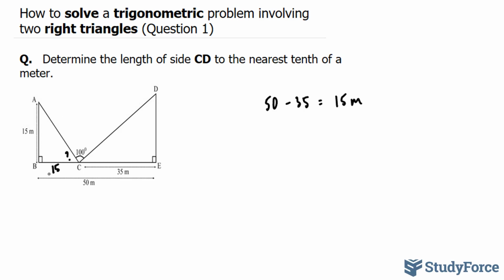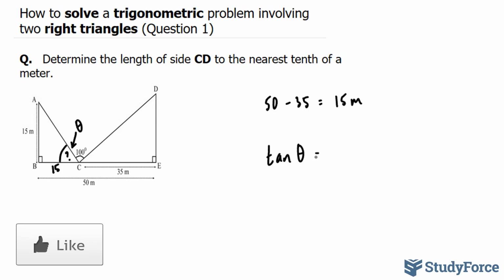Now that we have the length 15, we can use trigonometric ratios, either sine, cosine, or tangent, to find this missing angle. We would have to use tangent because tangent relates the opposite and the adjacent. So let's write that down. And let's call this angle theta. So tangent theta is equal to the opposite, in this case, it's 15, and the adjacent, which is also 15. So we have tangent theta is equal to 1.